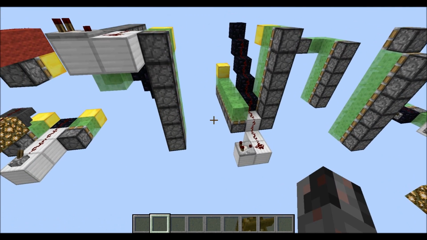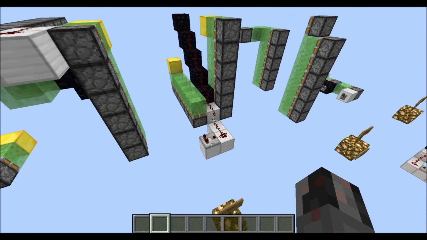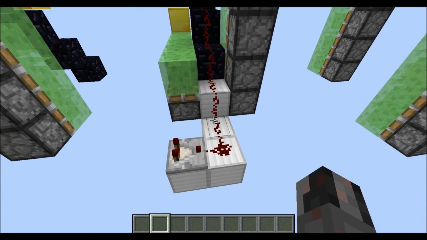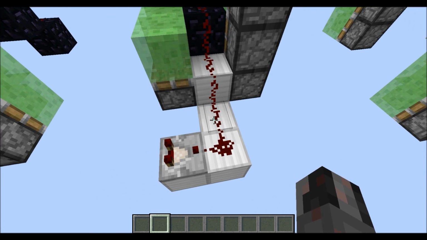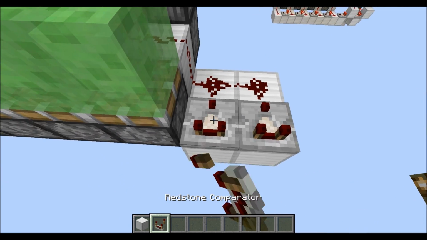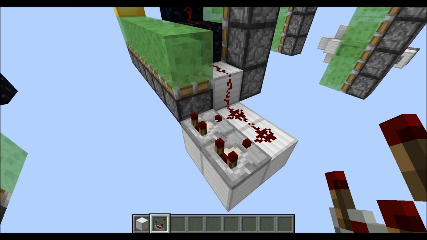Now there are a few things you should keep in mind for those designs. For this upwards movement design, as you can see here, I have an extra block further up, and I don't have the comparator right next to this block here.